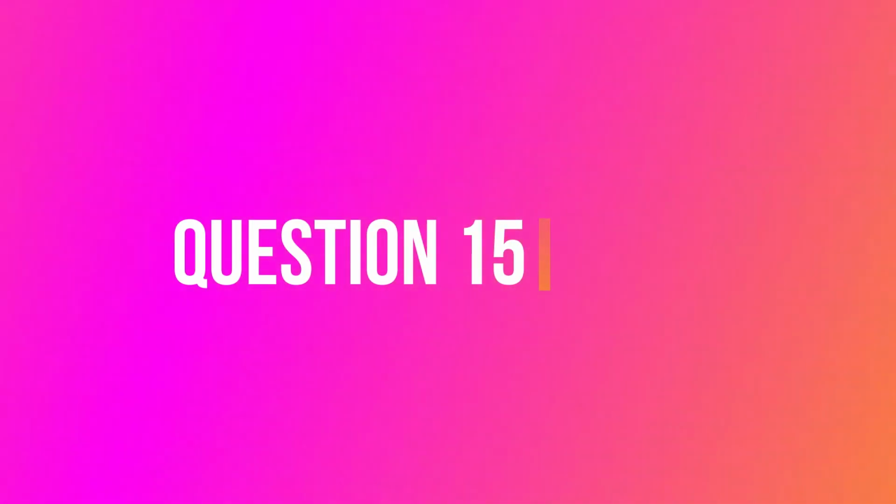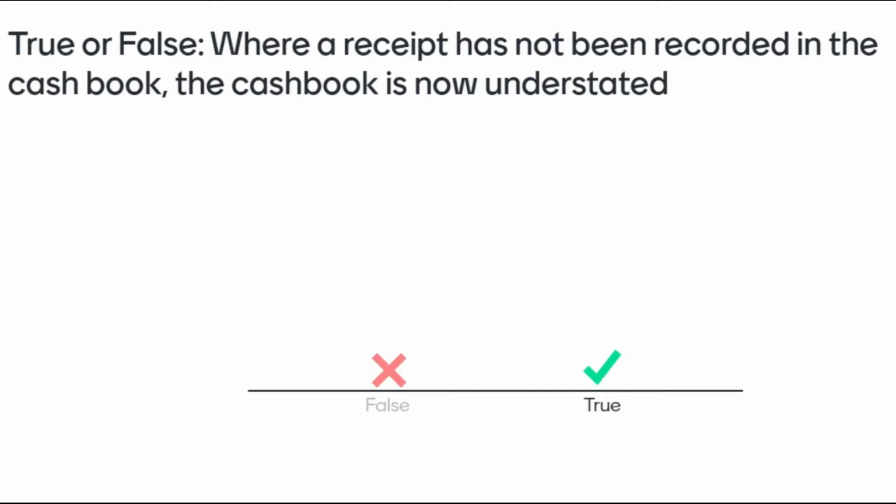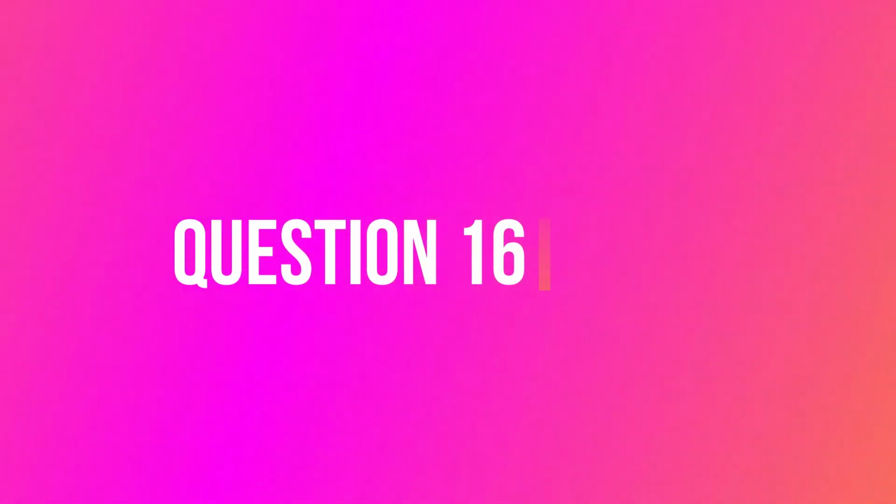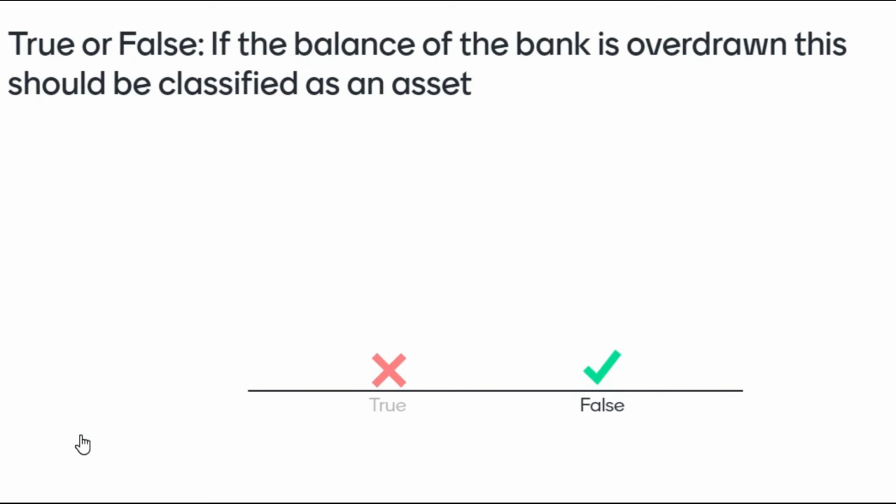Next question. So true or false, where a receipt has not been recorded in the cash book, the cash book is now understated. True. So if you've not recorded a receipt, it means that the balance that you've got in the cash book is under what it should be showing. So that's definitely true. True or false? If the balance of the bank is overdrawn, this should be classified as an asset. Well, that's false. So if you've got an overdrawn bank balance, then that's going to be sat under current liabilities on the statement of financial position or balance sheet.